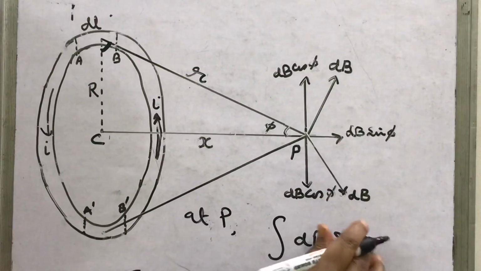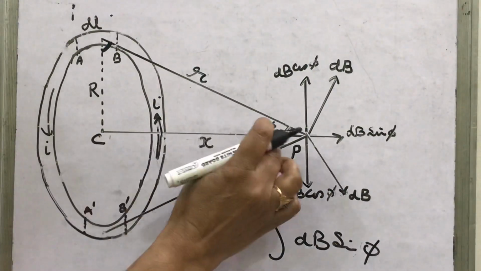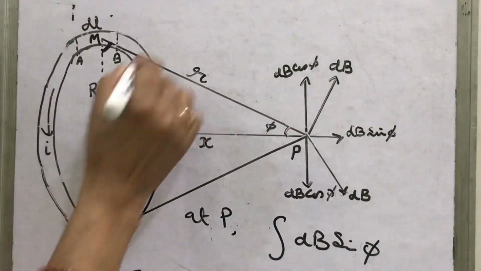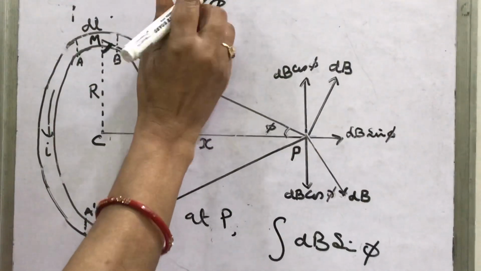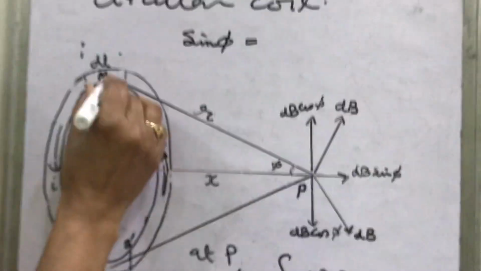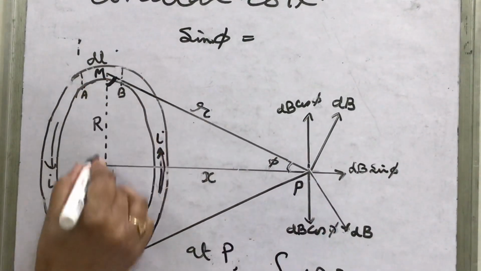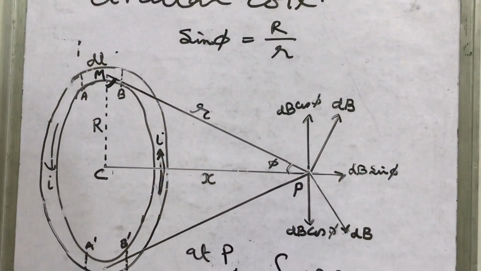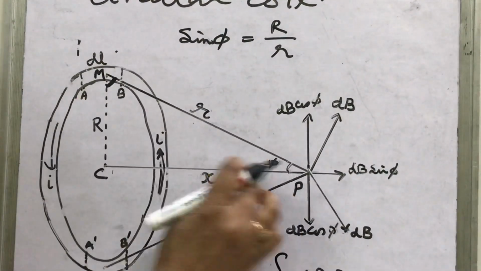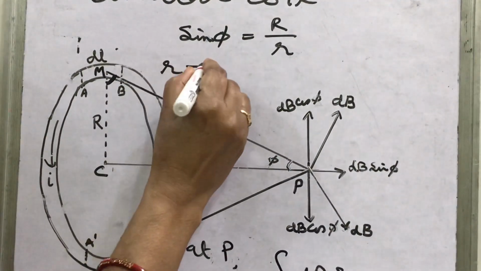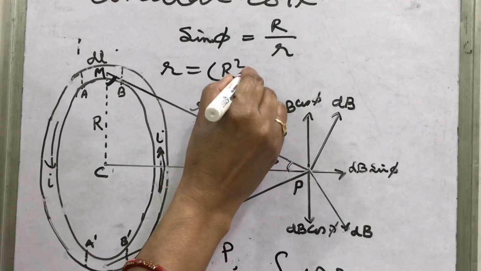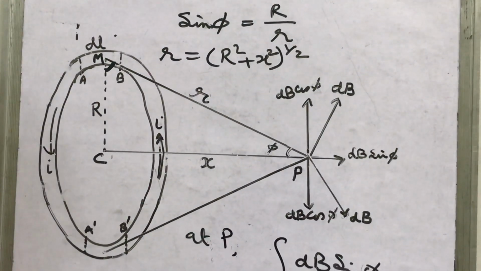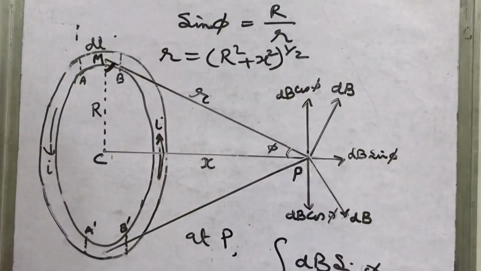Now how will you write this sin phi? Look from this triangle CP, suppose this point I am writing M. What will you write for sin phi? Sin phi will be R upon r, perpendicular upon hypotenuse. And what r can you write from Pythagoras? This r is under root R square plus x square, the under root can be written with the power half. So this is the value of sin phi.